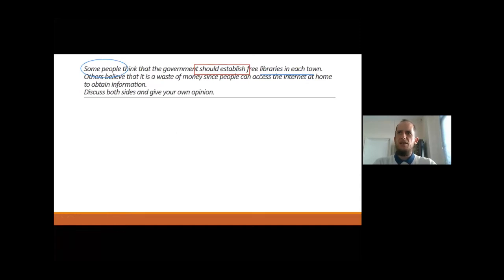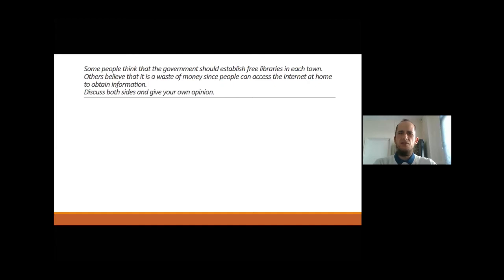Let's have a look at another question. This is another discussion-led question. So have a look at this one. And what is this about? What is this question about? What are our key words which we need to circle? So let's read it out. Some people think that the government should establish free libraries in each town. Others believe that it is a waste of money since people can access the internet at home to obtain information.